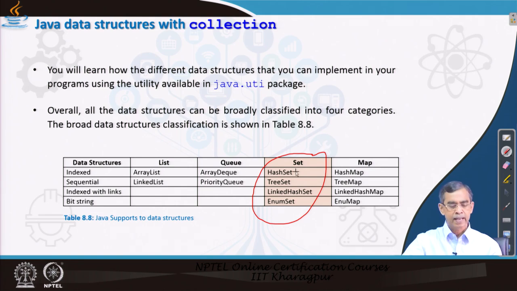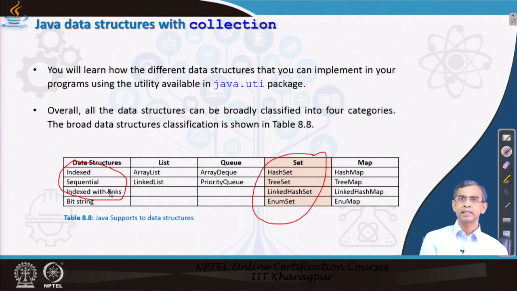Out of these, hash set is basically an index based strategy, tree set is a sequential strategy, linked hash set is an indexed with links strategy, and the enumerated set is basically the data structure called the bit string. All these data structures, index sequential or indexed with link, will be discussed when we discuss the specific concept of data structures. Their theory is an important aspect.